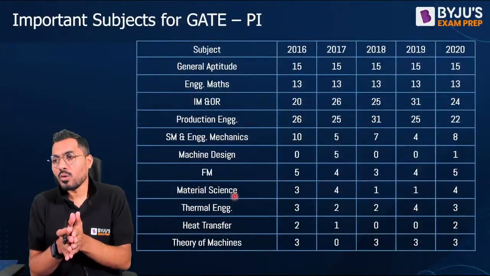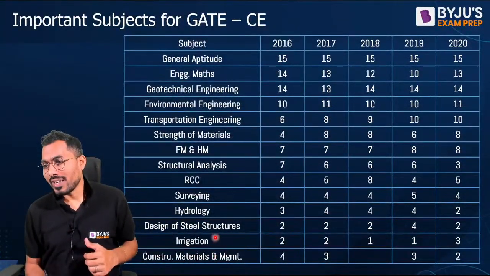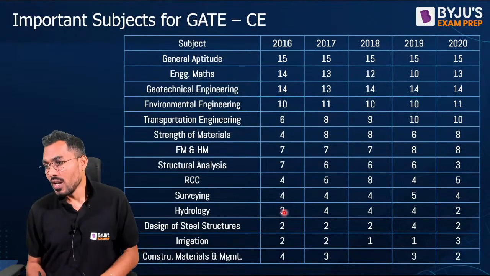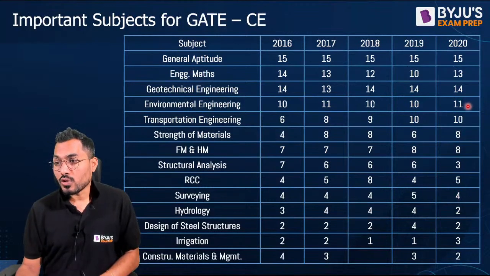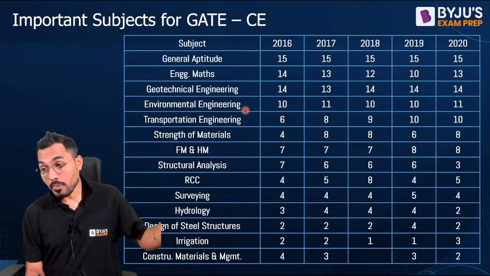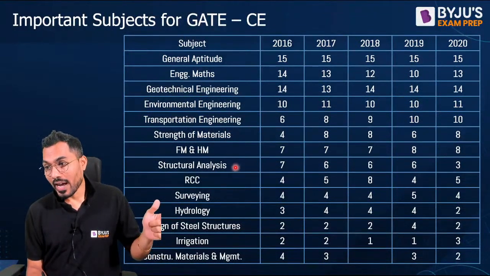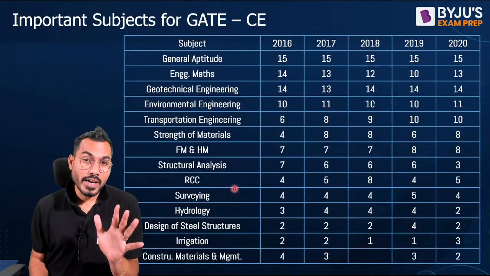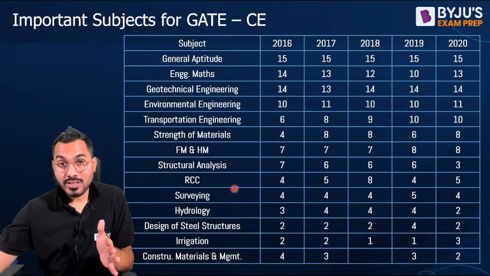When you talk about civil engineering, I would say that construction materials and management, irrigation, design of steel structures and hydrology are coming for very few marks. You can skip them, but the rest of the topics you should prepare. Geotechnical, environmental engineering, transportation engineering, strength of materials, again fluid mechanics, structural analysis, RCC, surveying. These are the most important subjects. You should not skip these subjects. You should prepare these subjects. 100% syllabus you should prepare.